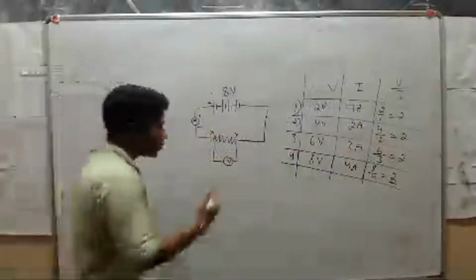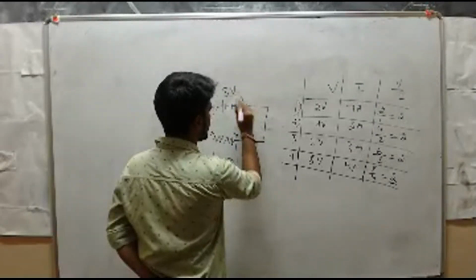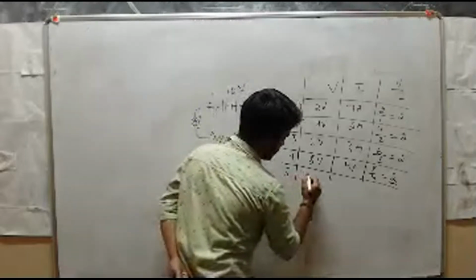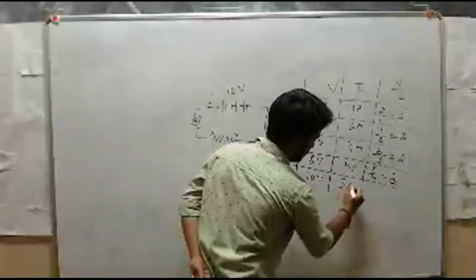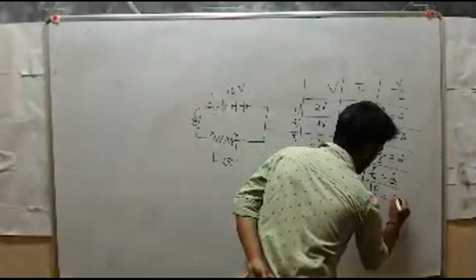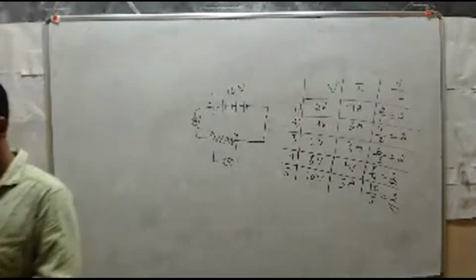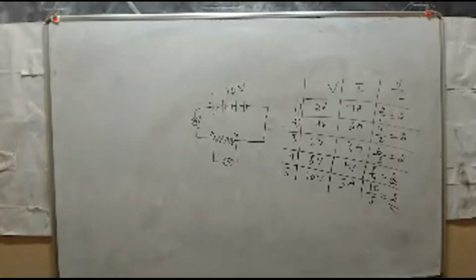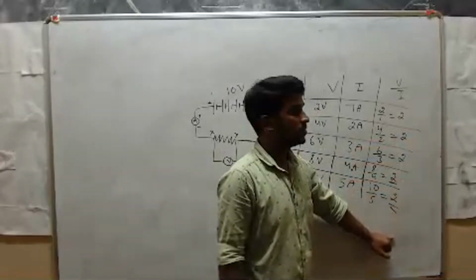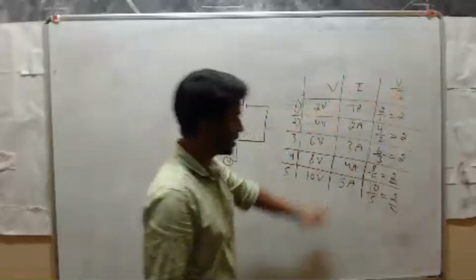Okay. So add one more battery. I will add one more cell. So total 10 volts, and this ammeter shows 5 ampere. So 10 by 5 is equal to 2. See, just observe here. Here we have got the same as right here also, 2. See, the ratio between voltage to current, we got 2 in all the cases.